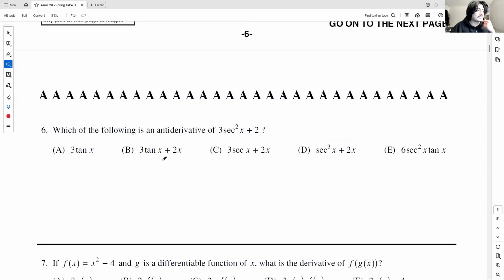Which of the following is an antiderivative of 3 secant squared x plus 2? Antiderivative is just a fancy way of saying integral. So just take the integral of 3 secant squared x plus 2.